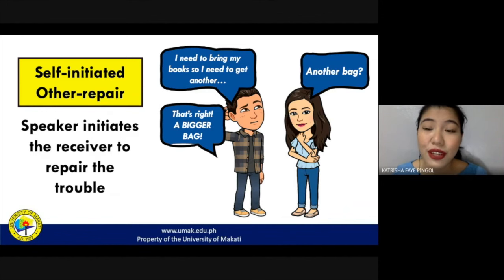So take for example, "I need to bring my book, so I need to get another..." and you cannot find the right words for it. And then the person that you are communicating with says, "You mean another bag?" And then of course, because that's the correct repair for it, "That's right, a bigger bag." Okay, so you are trying to validate the correction that has been made.